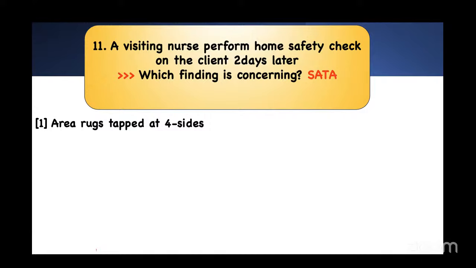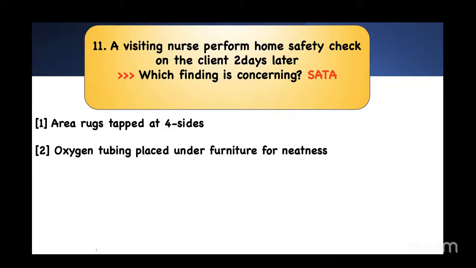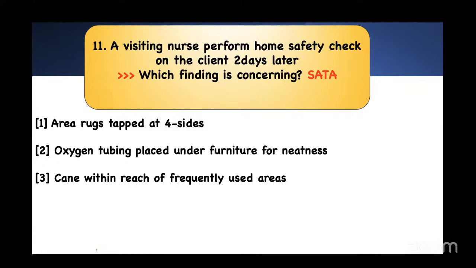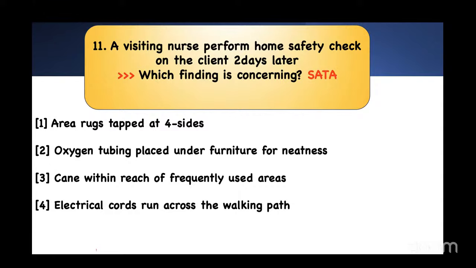The area rug is taped at 4 sides. Everything is taped. The oxygen tubing placed under what? Furniture for neatness. The cane within reach of frequently used areas. Electrical cord ran across the walking path. And a fire extinguisher is accessible in the kitchen. What do you think? Which of these is good? Of course, if the fire extinguisher is within reach, hey, we're going to take care of fire, right? Otherwise, what do you think?